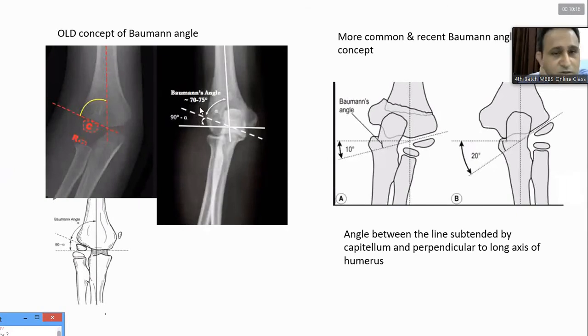So that ranges from about 10 to 20 degrees, which is more evidently shown on this picture. If somebody asks you the Bowman angle, make sure that you say it's about 10 to 20 degrees, and it's an angle between the line subtended by the capitulum and the perpendicular line to the axis of the humerus. So why are these lines and angles important? Because in childhood fractures, the aim of the treatment remains on restoring these lines, because anything abnormal from these lines will give you a deformity of the elbow.